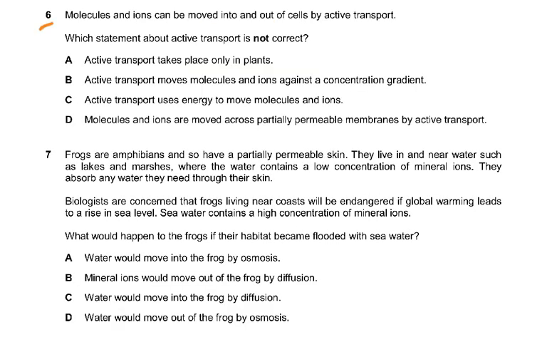Question number 6, molecules and ions can be moved into and out of cells by active transport. Which statement about active transport is not correct? Now you get this wrong because you are not thinking that out of this 1 is wrong and 3 are correct. So look at the 3 which are correct. Now active transport takes place only in plants. No, that's wrong. It takes place in plants and animals.